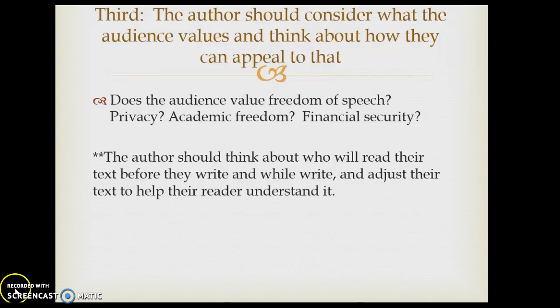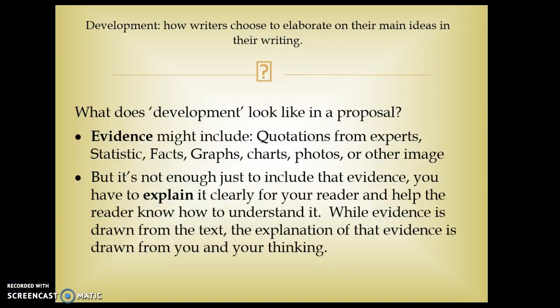So as a quick review, in this course when we talk about development, we're talking about how writers choose to elaborate on their main ideas in their writing. What does development look like in a proposal? It generally includes two components, evidence and explanation. Your evidence might include quotations from experts, statistics, facts, graphs, charts, photos, or other images. In Unit 1, we talked about the way in which evidence tends to be these more specific types of information that ultimately support the larger and broader concepts.